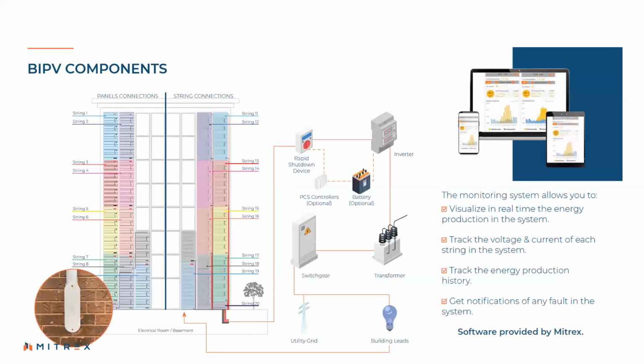And as far as the BIPV components go, it is the same as your standard rooftop array or your solar farm array, all the same components. The only difference is we are looking at vertical integration. So your inverter and your switchgear and your rapid shutdown device are all part of it. The only thing that changes is that it is vertical instead of angled.